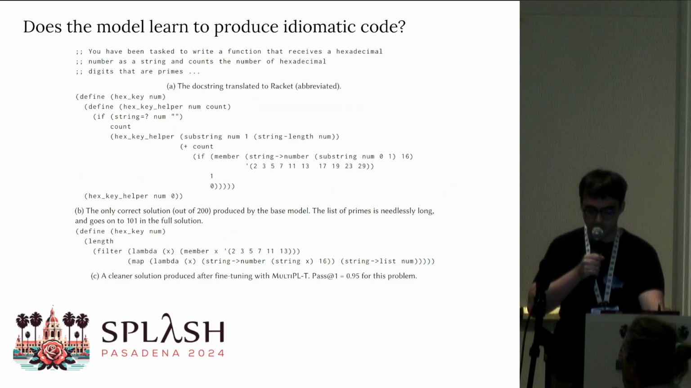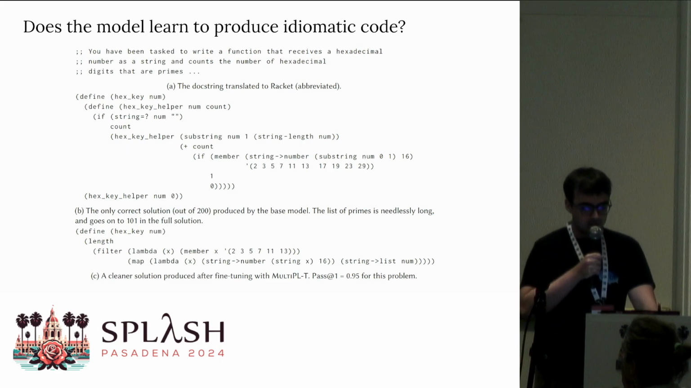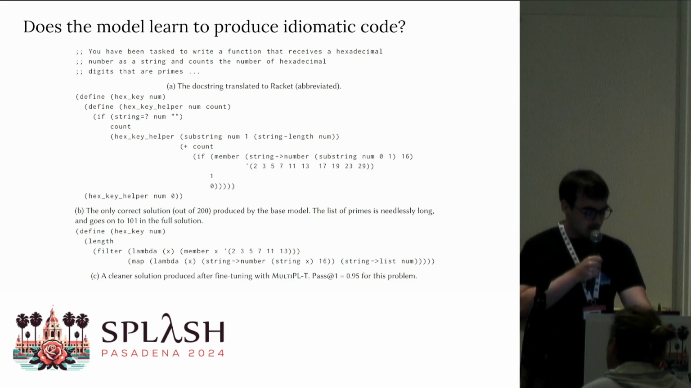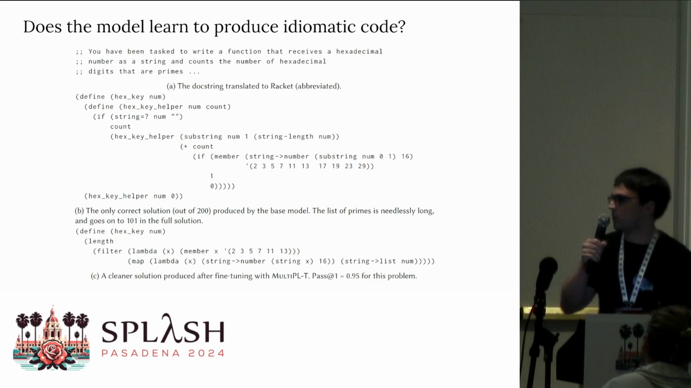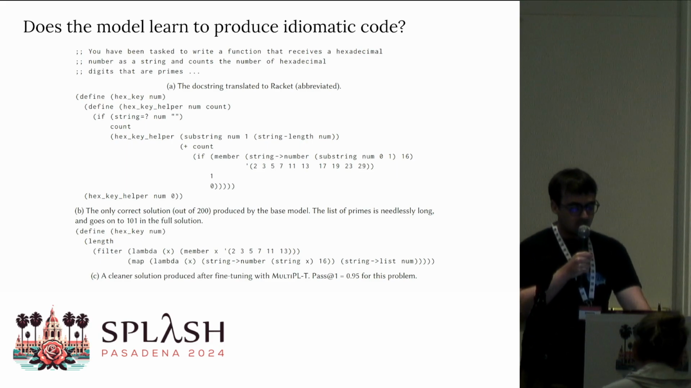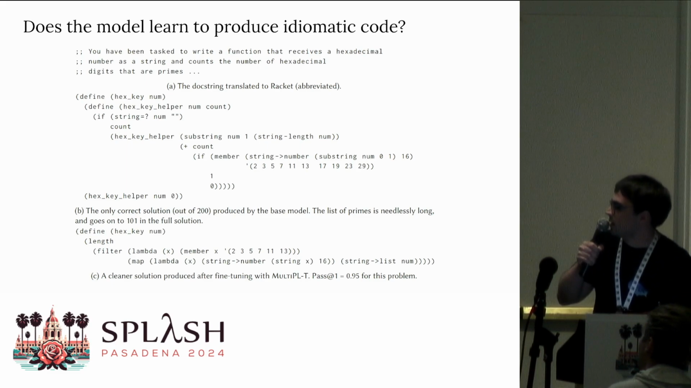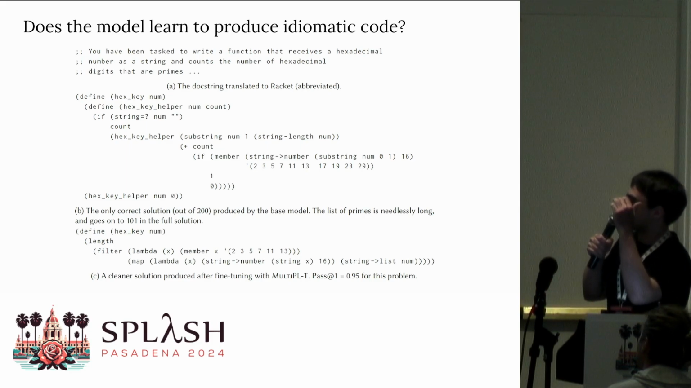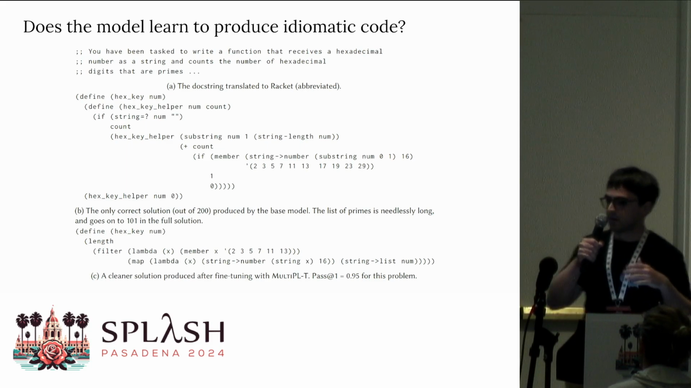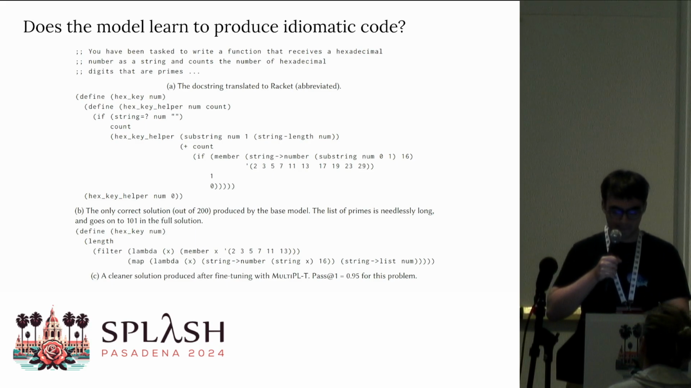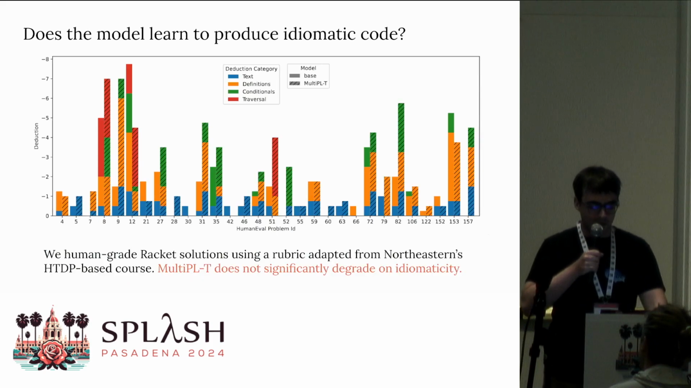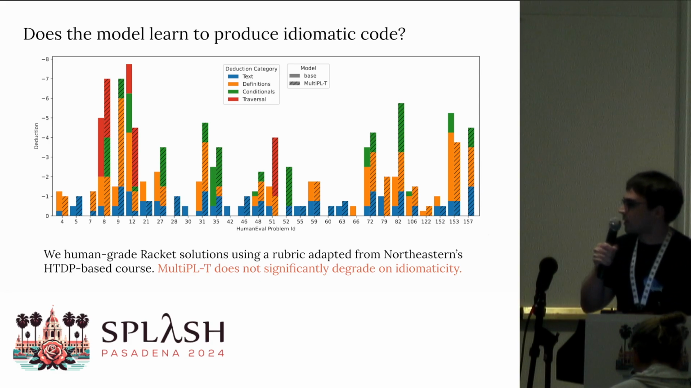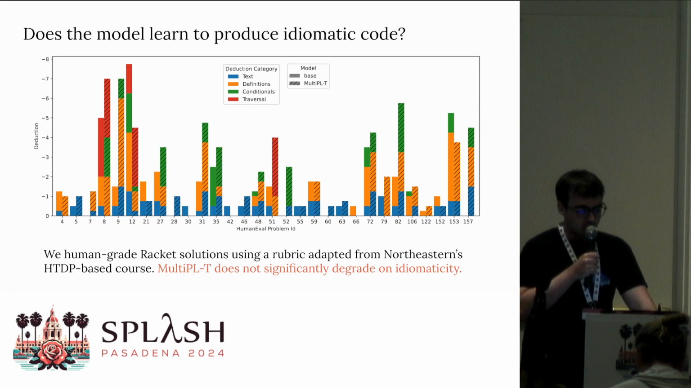The other question is, okay, we trained this model on data that was translated from Python. Does that mean that this model is just going to produce Python-flavored OCaml and Racket? Well, this is a very cherry-picked example, but here we can see that the model actually ends up producing more idiomatic code, where on the top is the base model, and on the bottom is our fine-tuned model. And more empirically, we can adapt the grading rubric from Northeastern's HtDP class, and we can grade some of these examples.